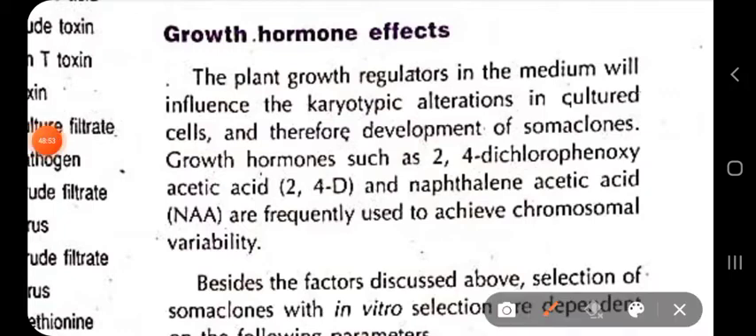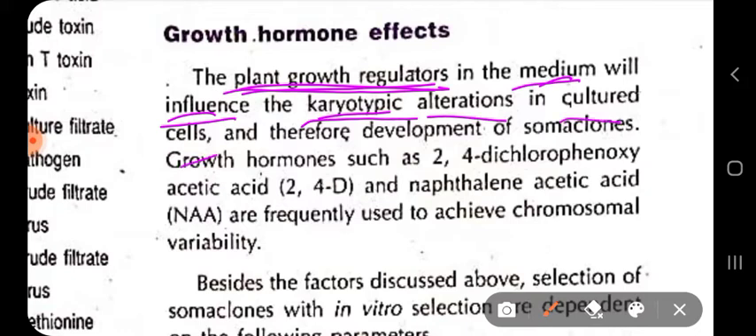variations. It has been reported that growth hormones or the plant growth regulators used in the culture medium also influence, means affect, the karyotype alterations, means the chromosome alterations, in the culture cells and development of the somaclones, like 2,4-D, which is 2,4-dichlorophenoxy acetic acid, and NAA, naphthalene acetic acid, full name alpha naphthalene acetic acid. They are frequently used to achieve this type of variation.